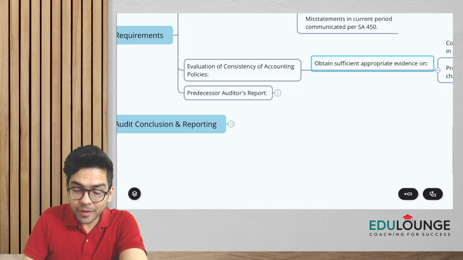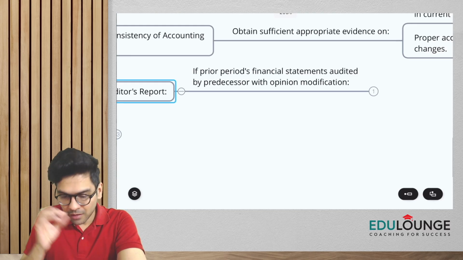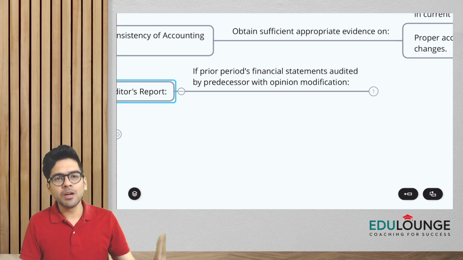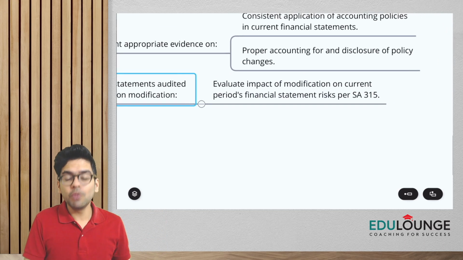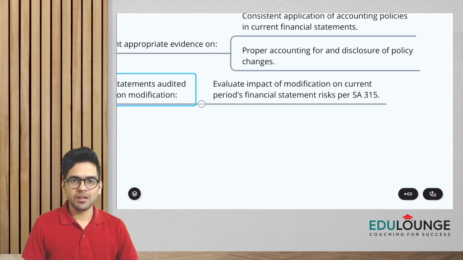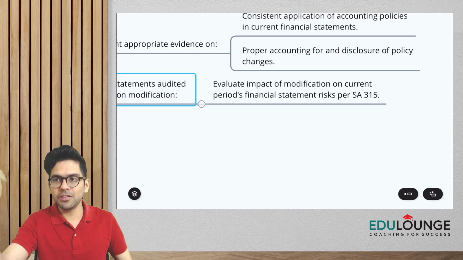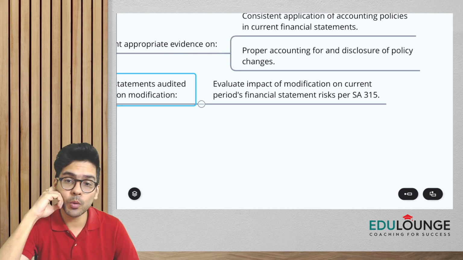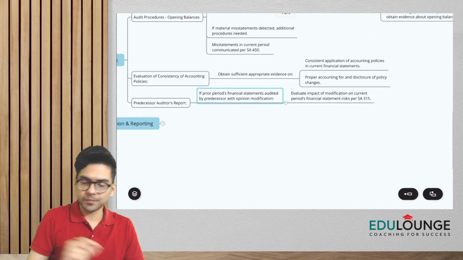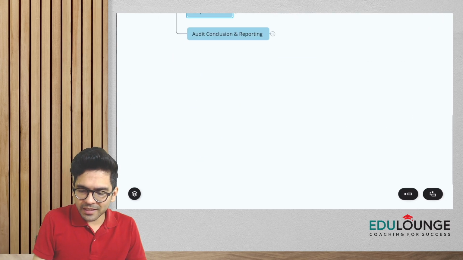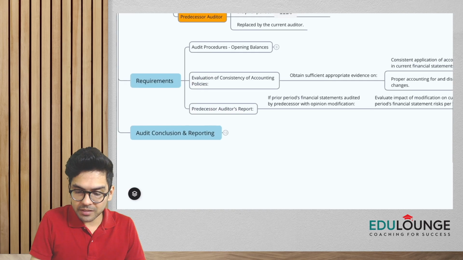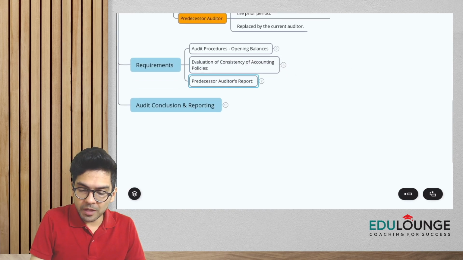Yes, right. So the predecessor auditor's report means what? If the prior period's financial statements audited by the predecessor auditor had a modified opinion, then what is it that you have to do? You will have to evaluate the impact of the modification on the current period's financial statements also. Let's say you have to see the reasons. If you feel that in the current year also the inventory is still valued on a LIFO basis, it is a risk of material misstatement, it is a misstatement, so you'll have to modify your opinion. Okay, all right. So these are the things, guys, with respect to requirements. And I feel the first requirement, which is basically about audit procedures for opening balances, is very important.